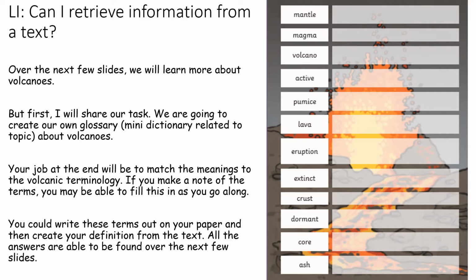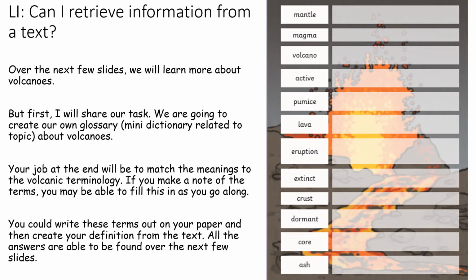At the end, your job will be to match the meanings to the volcanic terminology that I have on the right-hand side here. You can stop the video and make a note of the words so that you can fill them in as you go along, or you can wait to the end and see if you can match them correctly. Some are quite easy, some are a little bit trickier. So up to you. But the words we're going to look for: mantle, magma, volcano, active, pumice, lava, eruption, extinct, crust, dormant, core and ash. And I promise you, you will find all of these words in the coming slides.